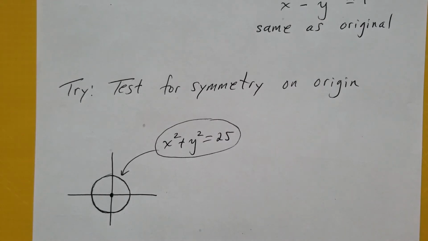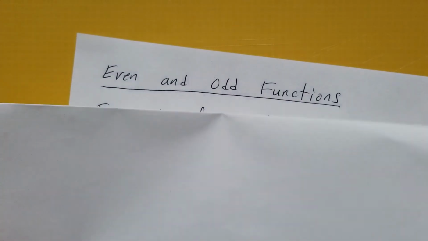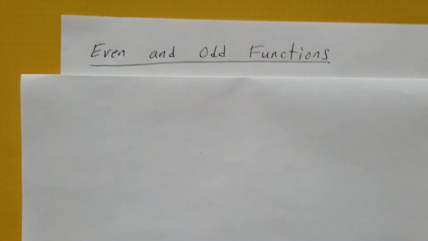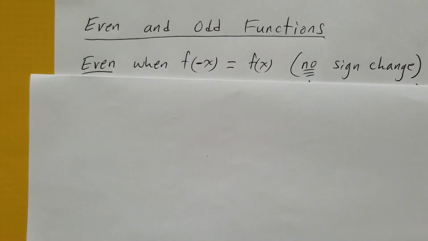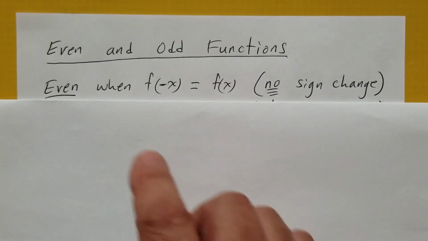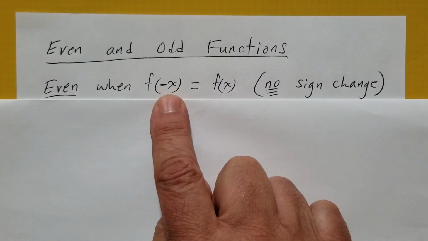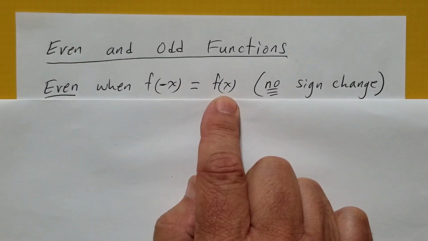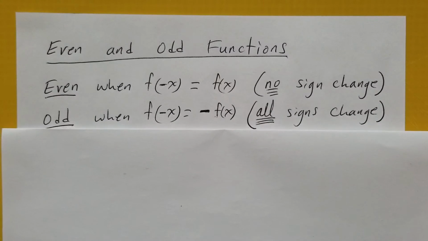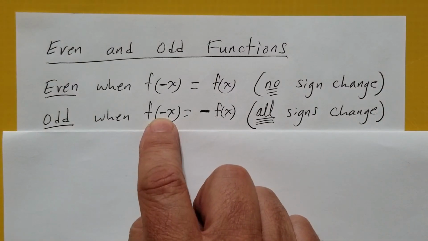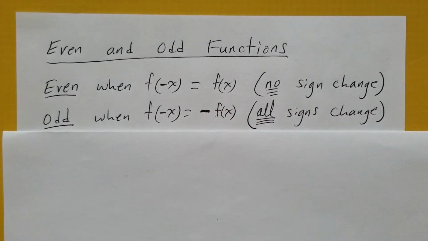Okay. Now, the final thing we want to talk about in this section is even and odd functions. Yes, functions can be even or odd. So, the way we check is, if it's even, then if you replace the x with negative x, it's going to come out to the original, which means none of the signs change. But if you plug in the negative x and you get negative the whole thing, all the signs change, then it's an odd function.